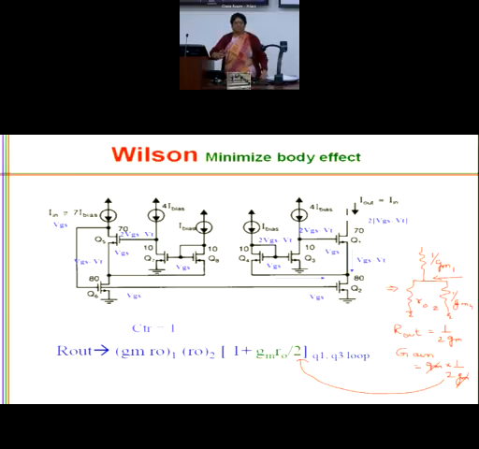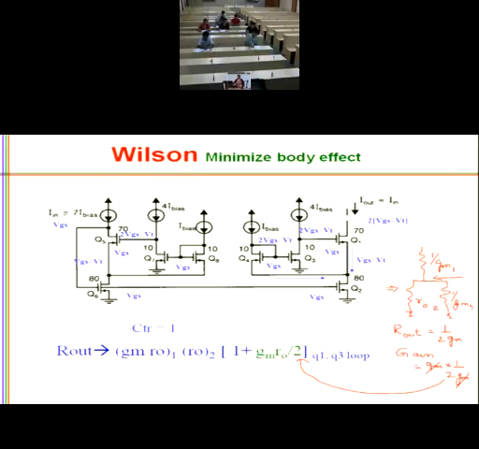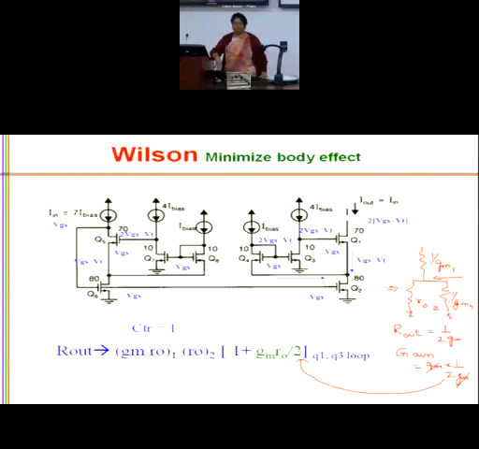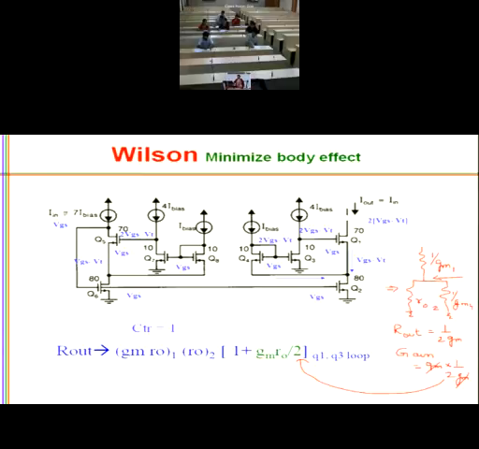Clear? Any question here before I stop this topic? Any query, Srinivas? No, ma'am. Salahuddin? Ma'am. Nirmal?